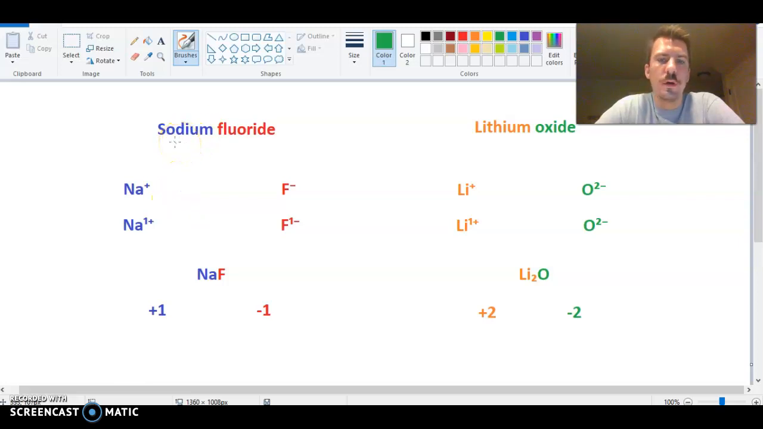Today we're going to make two compounds. The first is sodium fluoride and the second is lithium oxide.